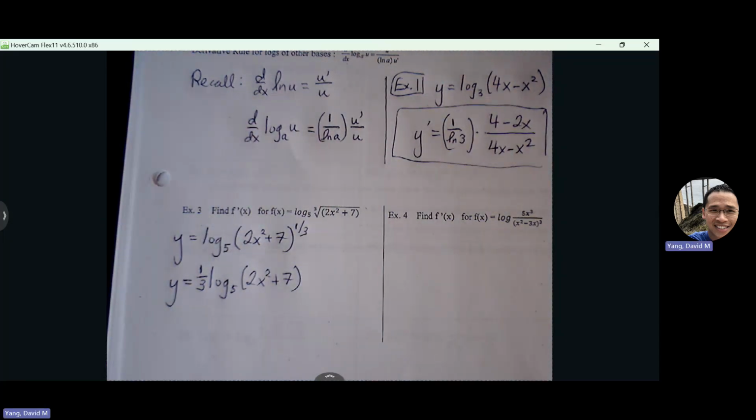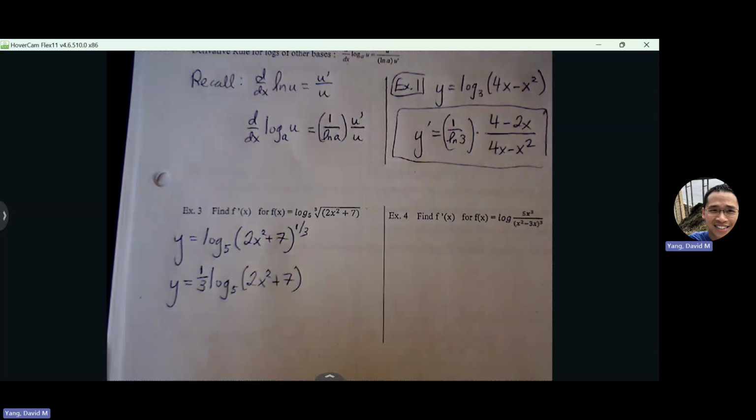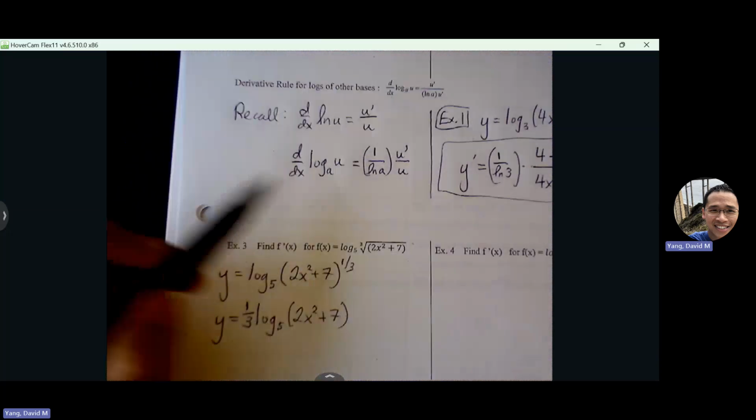Can I expand any further? No, good. Okay, so we can't expand any further. Now, if it was like 2x squared times y, if there's a multiplication or division inside here, we can expand, but anytime we have plus or minus, we have to leave it alone. We can't expand any further. Okay. All right, let's move into y prime.